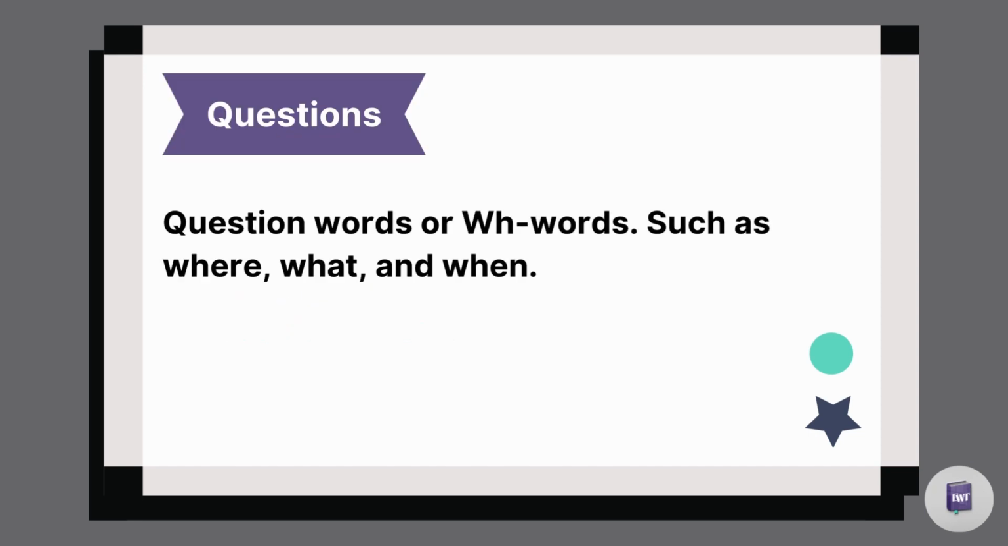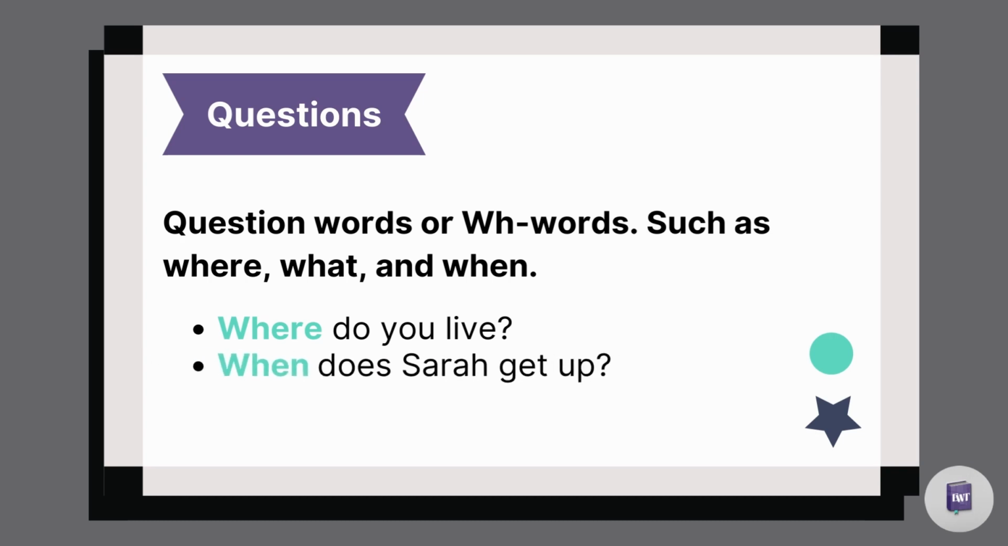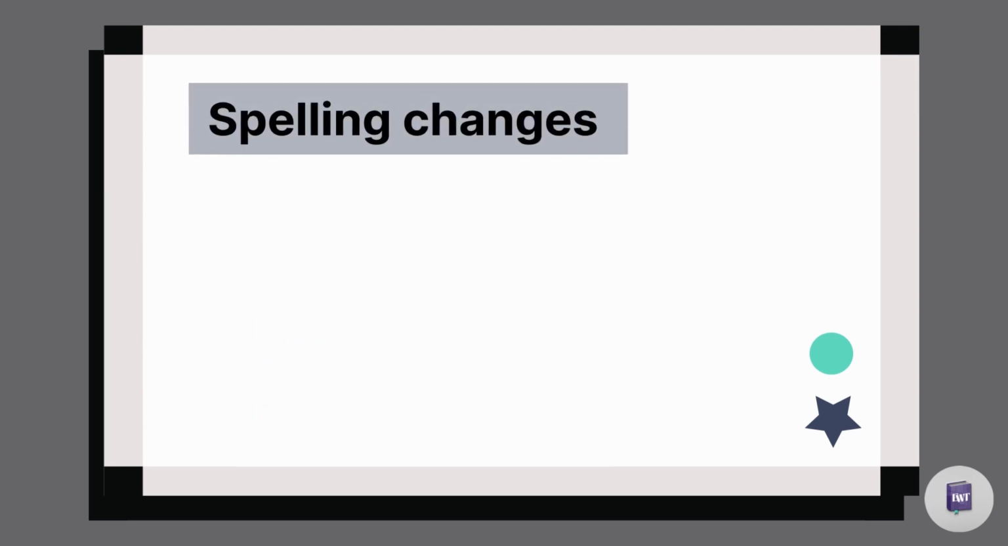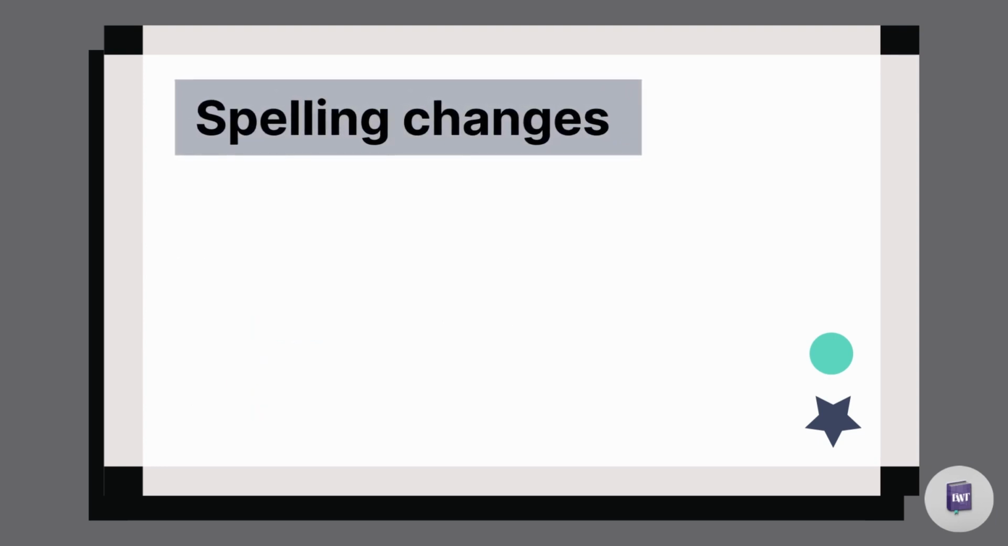Sometimes we use do and does with the question words or WH words, such as where, what, and when. For example, where do you live? Simply, we put a question word before do or does at the beginning of the sentence. When does Sarah get up? What do you do?